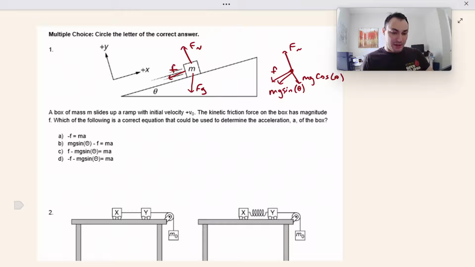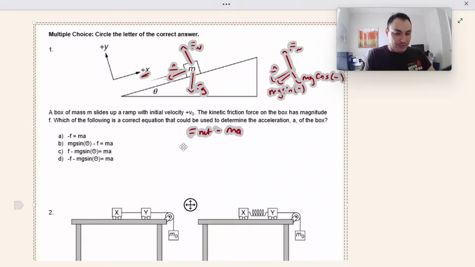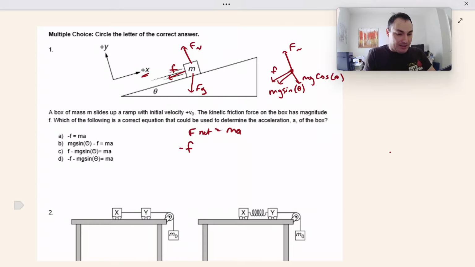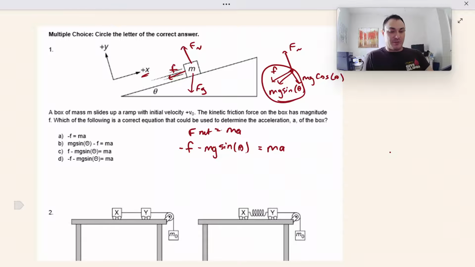So if I want to find the acceleration, it does specify positive direction as up the ramp. So setting up Newton's second law up the ramp, F net equals mass times acceleration. There is no force up the ramp, so it's just minus F, because the friction force is pointed the other way, minus mg sine of theta. These two forces right here equal mass times acceleration. And then we can get acceleration by dividing by mass, but we don't need to do that. That's answer choice D right there.